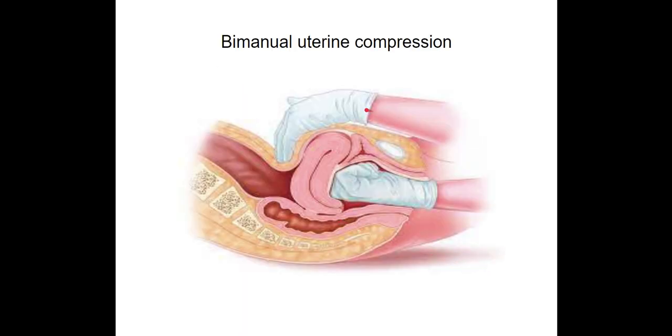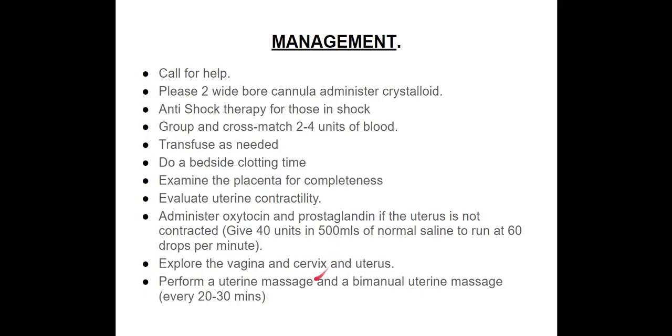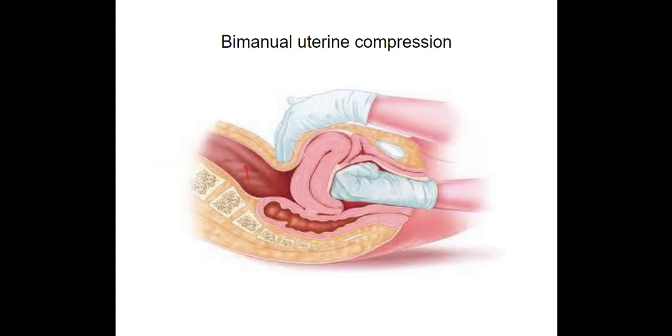So this is how you do a bimanual uterine compression. The non-dominant hand is placed over the fundus of the uterus and the dominant hand is placed into the vagina and onto the uterus, the anterior wall or the anterior fornix, and a compression force is given across both hand surfaces. As we said, you do that for 20 to 30 minutes and reevaluate.